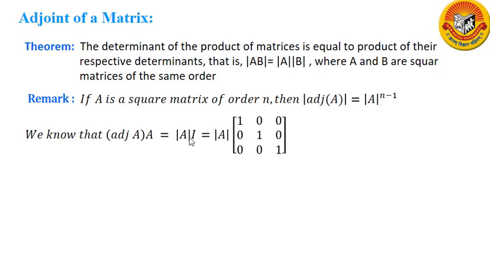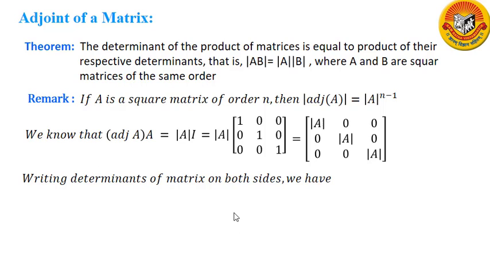Now let us verify this, let us prove this. Adjoint A into A is equal to determinant of A into I, this we have already discussed. In place of I we can write the unit matrix 1 0 0, 0 1 0 and 0 0 1. Now this determinant A will multiply with each row, as this is a constant number. So I get determinant of A 0 0, 0 determinant of A 0 and 0 0 determinant of A. Now let us take determinant on both the sides.